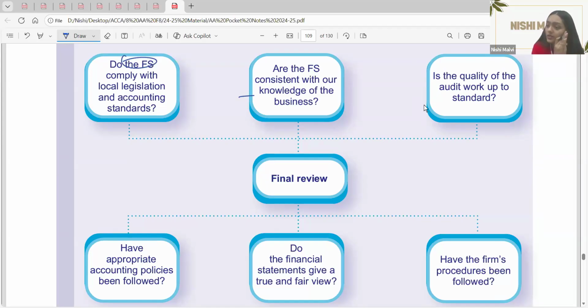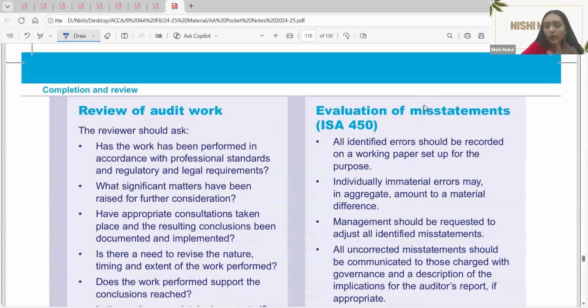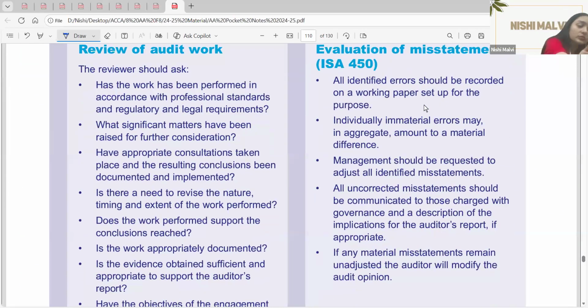Quality of audit work is as per the standard or not. Towards the end, they'll do everything. Appropriate accounting policies are followed or not. Financial statements give a true and fair view. You need to check whether the firm's procedures have been followed or not. Everything you will consider. Okay.